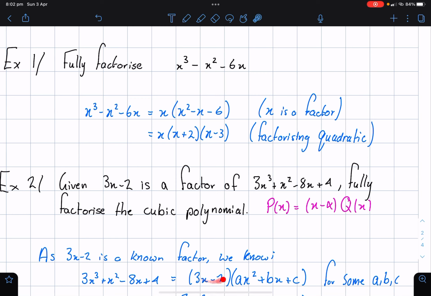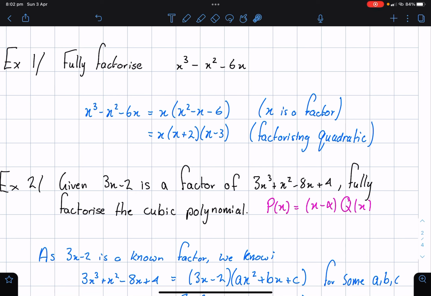All right, that's our linear factor multiplied by some general quadratic polynomial. We know it's going to be a quadratic because we've pulled out at least a factor of x, so all our powers will at least drop 1. So we're left with a general quadratic. So now we need to solve for a, b, and c.